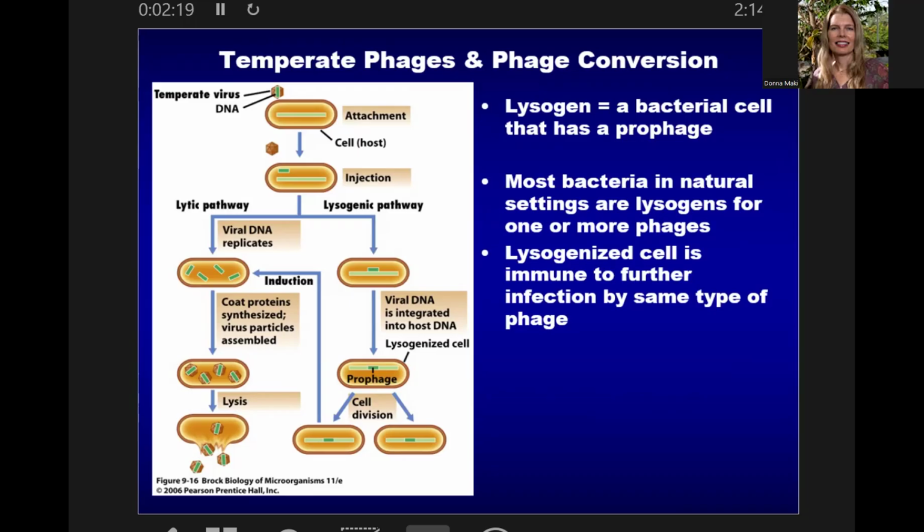So they think that most bacteria that hang out in the natural world and natural settings do have viral stretches of DNA in their chromosome, just like we do. We have a lot of viral DNA in our chromosome too. And so they think that's pretty common. So they say most bacteria are lysogens. When they say the word lysogen, they're referring to the bacterial host cell that contains viral DNA in its own DNA.